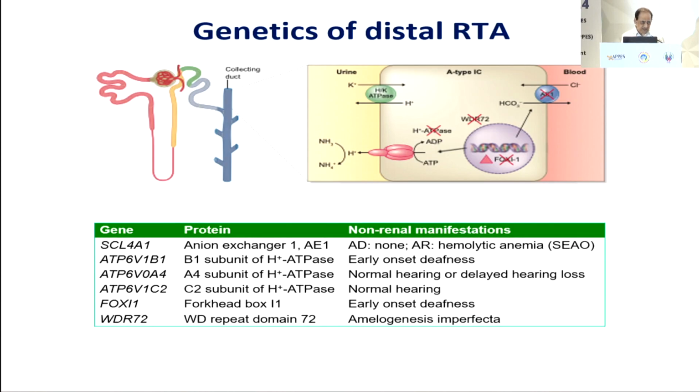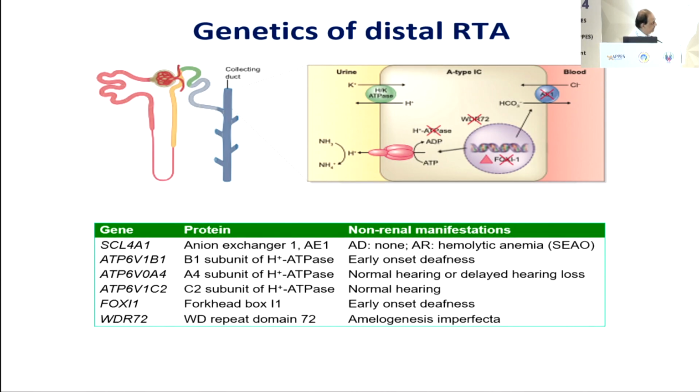Over the next few slides, I'll talk briefly to you about the genetics of RTA, because clearly this is one area that has changed the way we understand RTA in a major way. And the key genes that cause RTA are listed here. We talked about the hydrogen ATPase, which is shown here, the anion exchanger that's there.